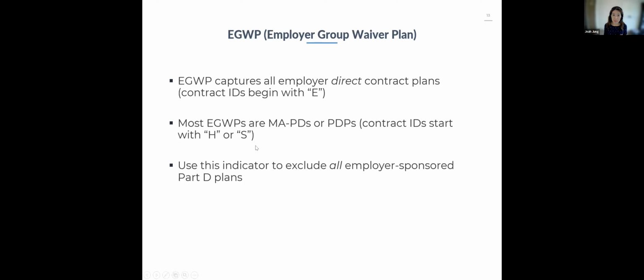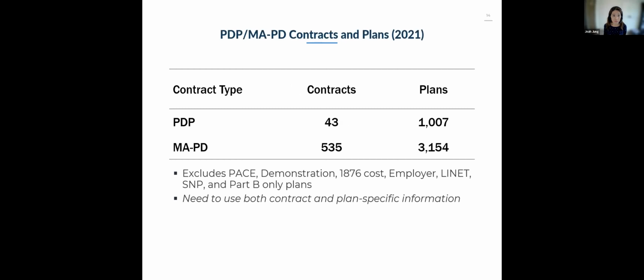But most EGWIPs are MAPDs or standalone PDPs, with contract IDs starting with H or S. So please use this indicator. It's often forgotten, and not many people pay attention to this variable, but it's a somewhat important variable to analysis using any plan information.